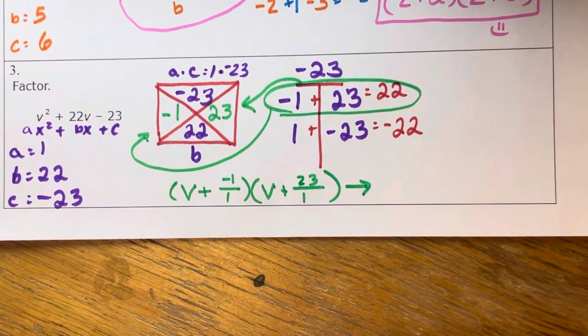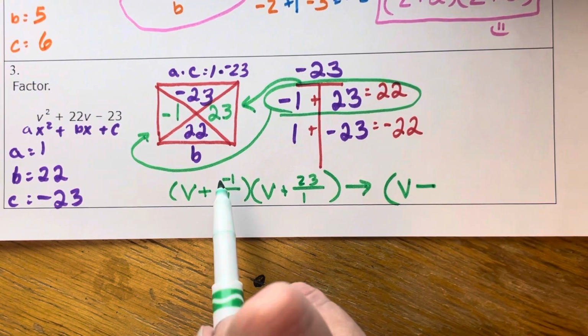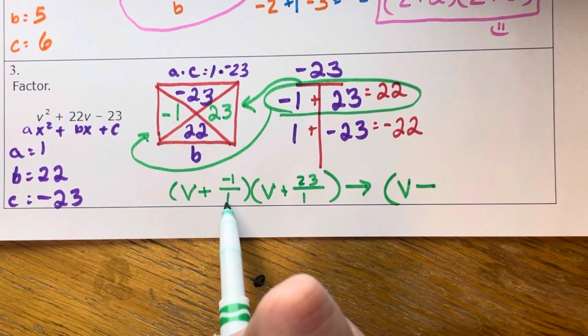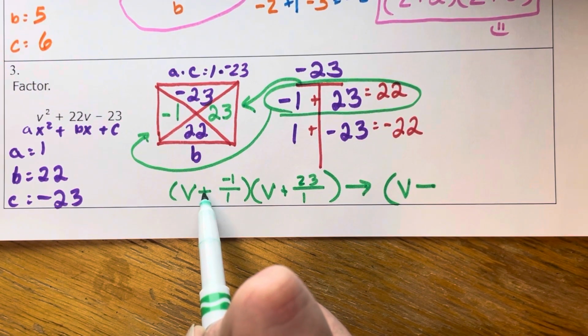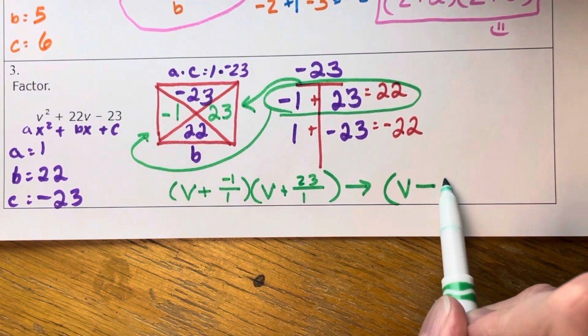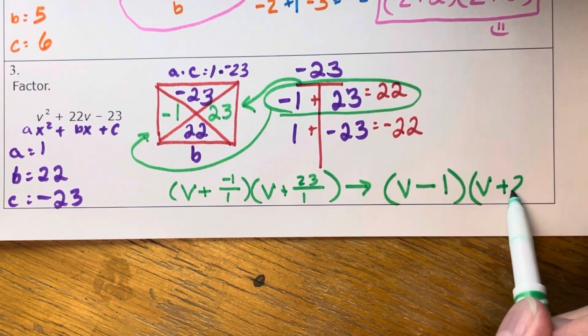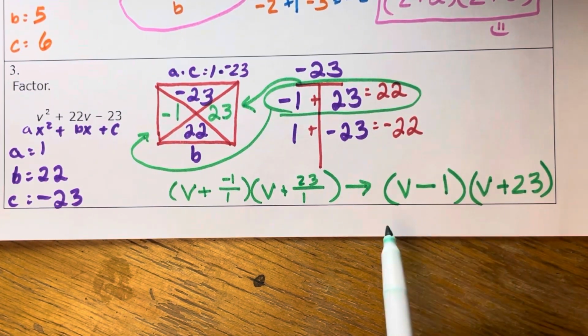So when we clean this up, we end up with V minus. A negative divided by a positive is a negative. A positive and a negative side by side, multiplying together, makes a minus. 1 times V plus 23. And there you go.